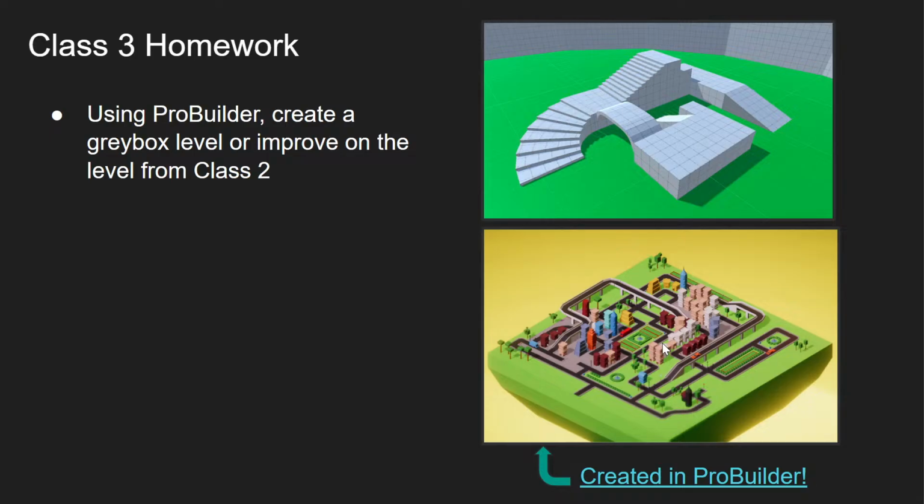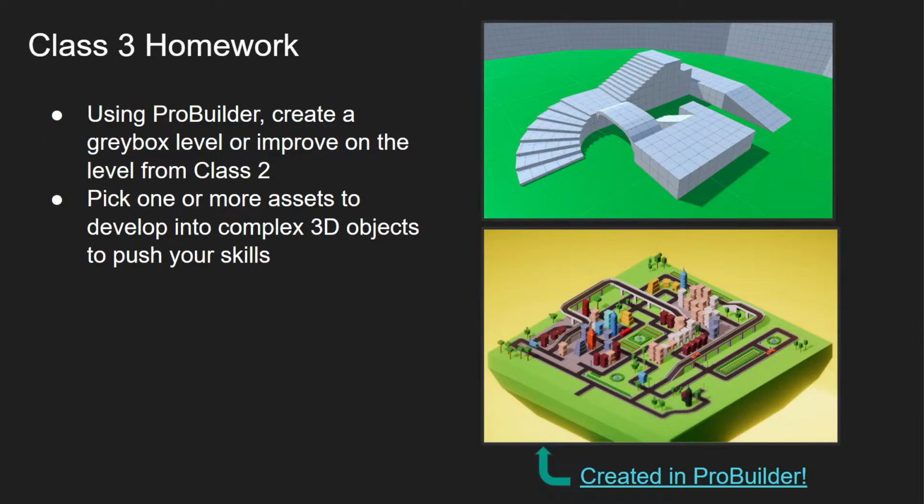So the homework that I'm going to suggest, not homework, a challenge: use ProBuilder to create a gray box level or improve on what you did for the previous class. So Danny, you might want to try to recreate the prison, I believe it was a prison, right, that you were cooking up. Maybe these tools in ProBuilder will make it easier for you to do what you're envisioning.